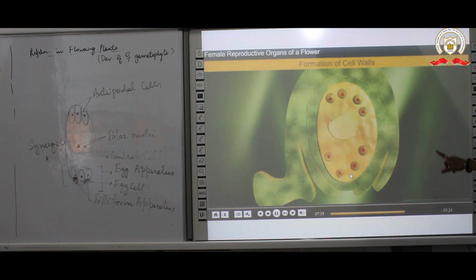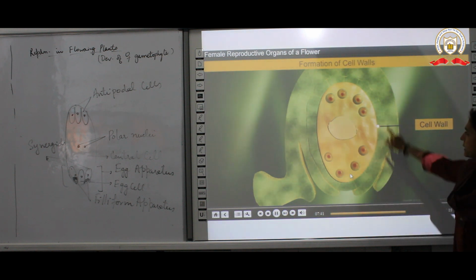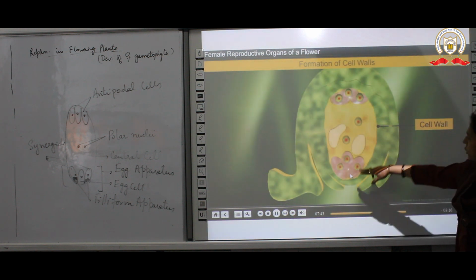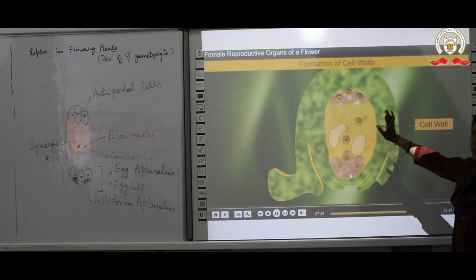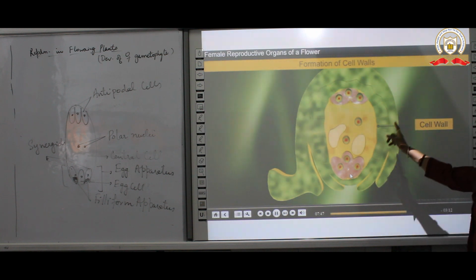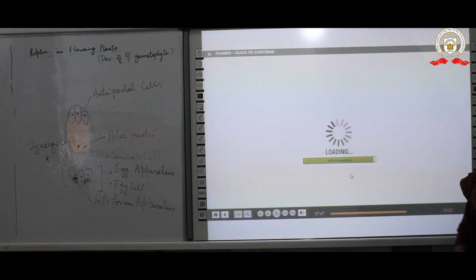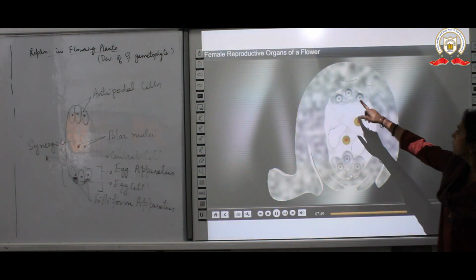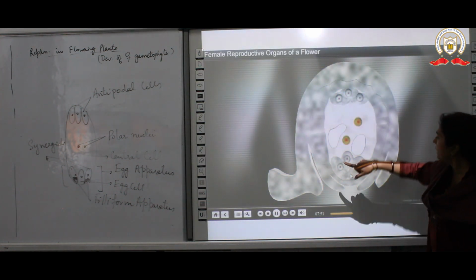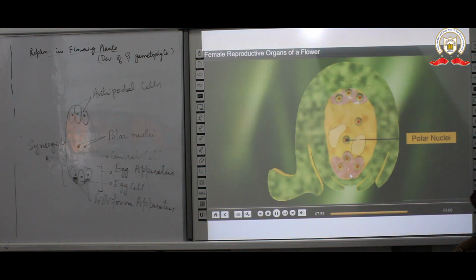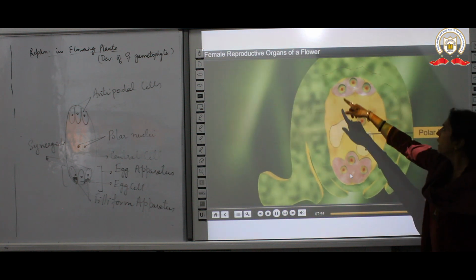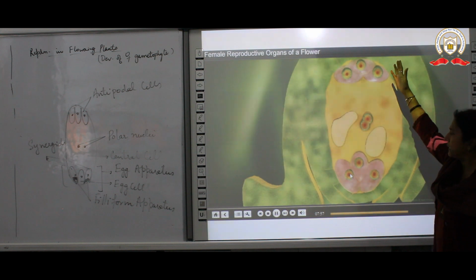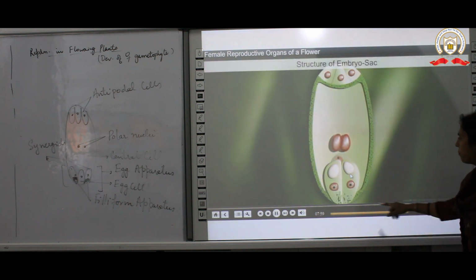Now you can see how the arrangement of the embryo sac cells takes place, that I just showed you. The outer cell wall encloses the central cell. Now 2 nuclei have moved towards the center, forming the polar nuclei, which in future are going to help in the triple fusion. And 3 cells at one end and 3 cells at the other end. You can see this is the antipodal cells towards the chalazal end, and this is the egg apparatus.